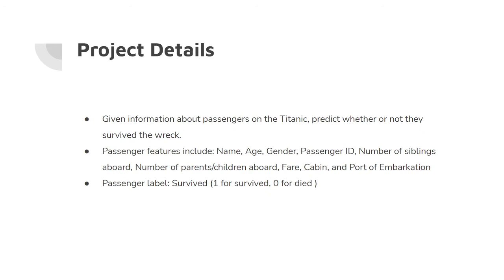And now a little more explanation on the project details. So we were given information through a website called Kaggle about the passengers on the Titanic, and we're trying to predict whether or not they survived the wreck. Some of these features about the passengers include the name, age, gender, passenger ID, number of siblings aboard, number of parents and children aboard, their fare, their cabin, and port of embarkation. And the passenger label we were also given for the data set is if they survived or not.